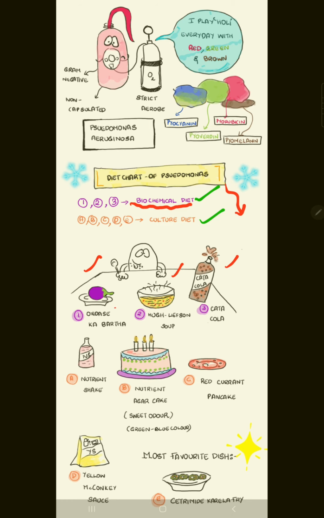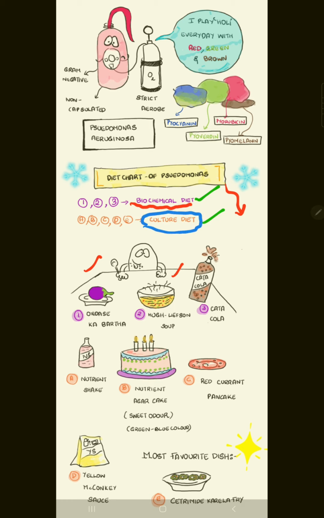So the first one being the oxidase ka bartha, which suggests the oxidase test being positive for Pseudomonas. The second one is the Hugh-Leifson soup, which is basically Hugh-Leifson media in which Pseudomonas oxidizes glucose. The third thing is the catacola, which is nothing but the catalase reaction, again which is positive for Pseudomonas aeruginosa. So that was about the biochemical tests for which Pseudomonas shows positive reaction.